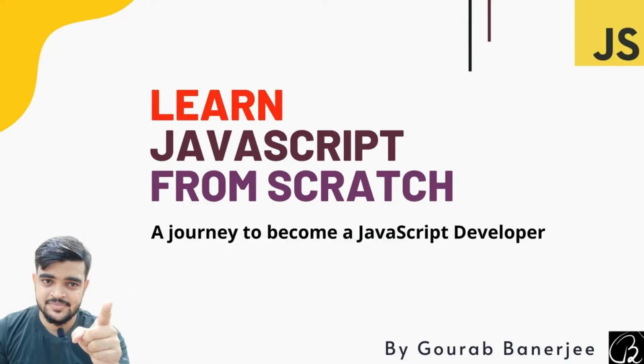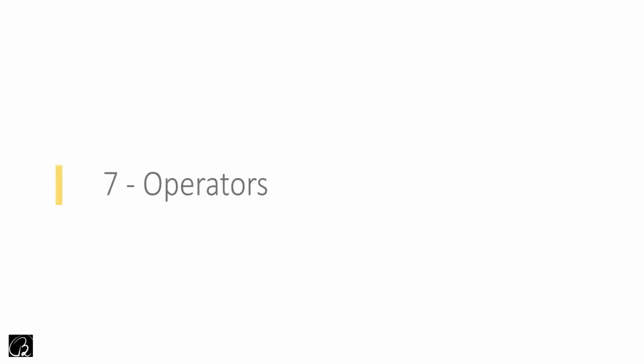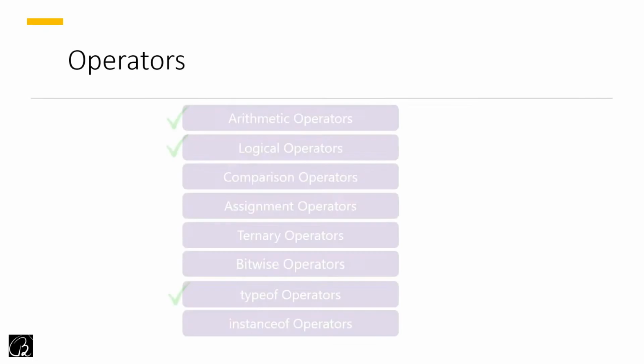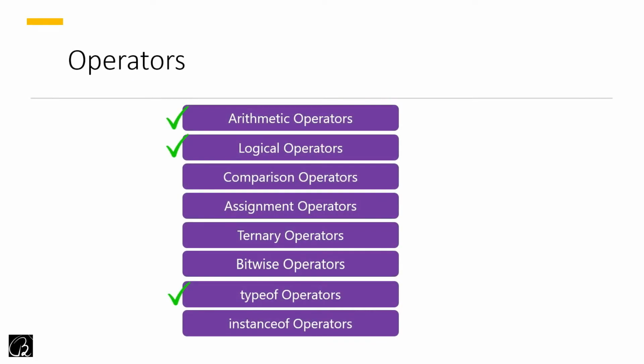In the last video, we already started learning operators, right? So this is part 2 in JavaScript operators. In the last video, we already covered arithmetic and logical operators. In this video, we'll be talking about comparison and assignment operators. So without wasting any further time, let's jump right in.